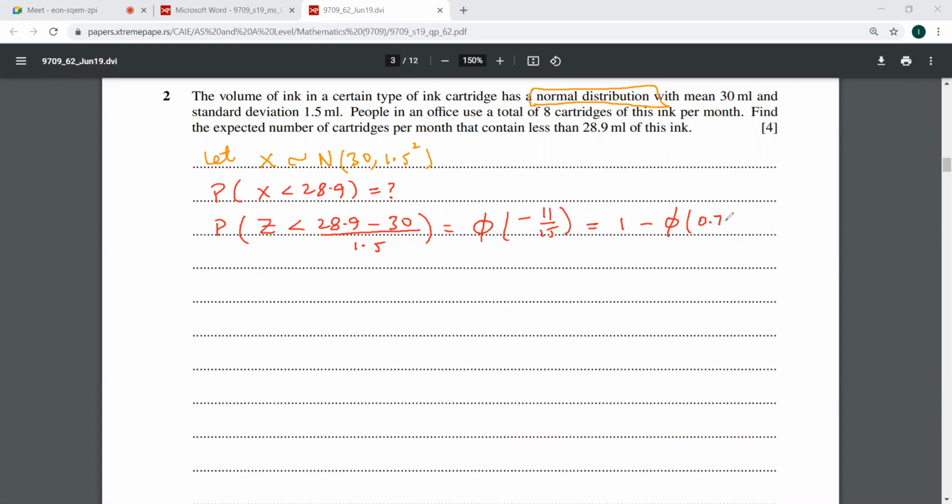Please write this correct to 3 decimal places to look it up from the table efficiently. So let's see what is this 0.733. We have to find it in the table: 0.73, and then there is another 3, that is 0.7682.